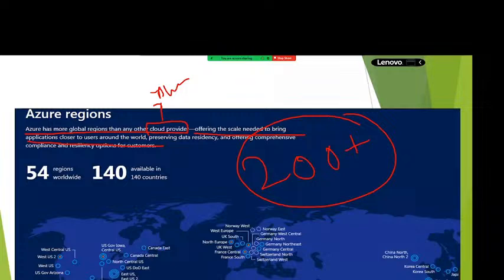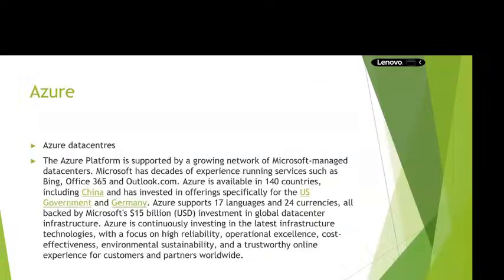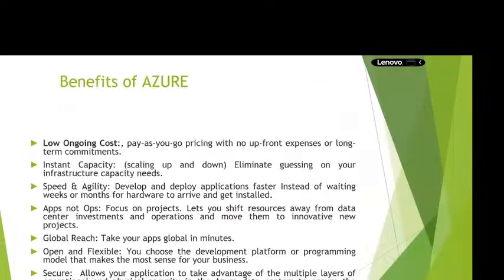Clear? They have mentioned 60 plus regions, and around 140 to 150 countries where they have their own data centers. Clear? This is about Azure information. Next, why should we go for Azure? Why not AWS? Just now I gave a few points.